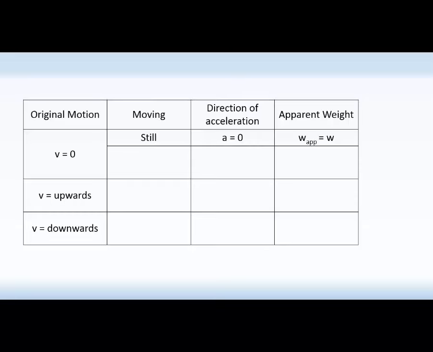In the second condition, an elevator at rest could begin to move up. In that case, the direction of the acceleration is upwards or positive, and the apparent weight is equal to the weight plus mass times acceleration. In other words, you would feel heavier. In the third condition, an elevator at rest could begin to move downwards, giving you a negative acceleration down. In that case, the apparent weight would be less than the actual weight, and you would feel lighter.